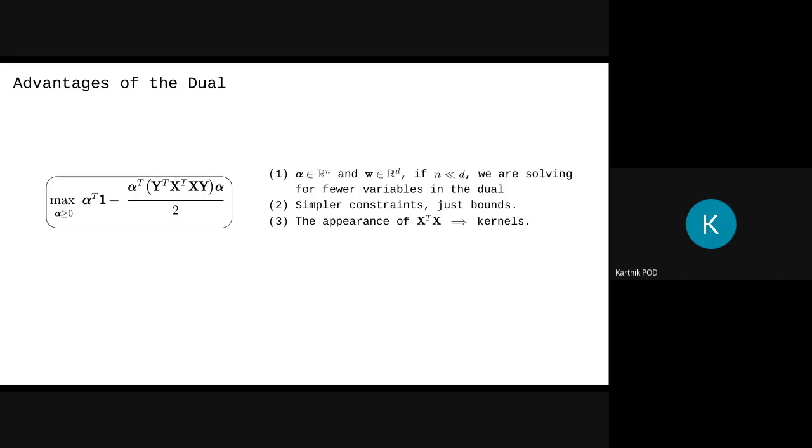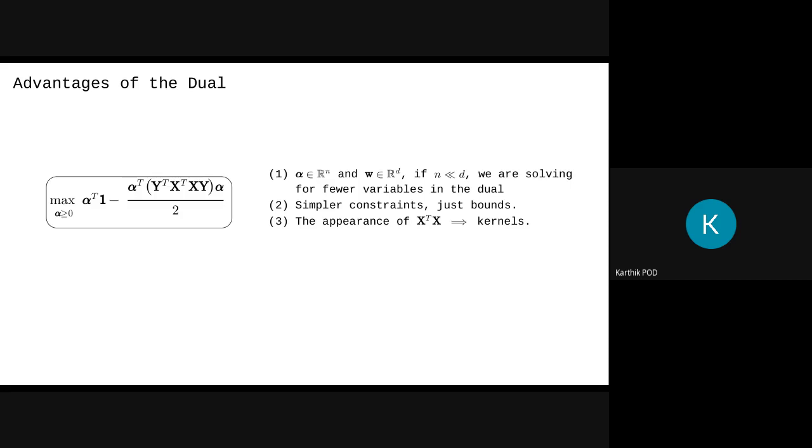Okay, so why do we go to the dual? Again, something you need to know. There are 3 reasons. The first reason is not very important. The second one is interesting: earlier you had n constraints in the primal. You still have n constraints, but they are all simple constraints. You just have alpha_i greater than or equal to 0, so they are just bounds. So the constraints have been simplified.